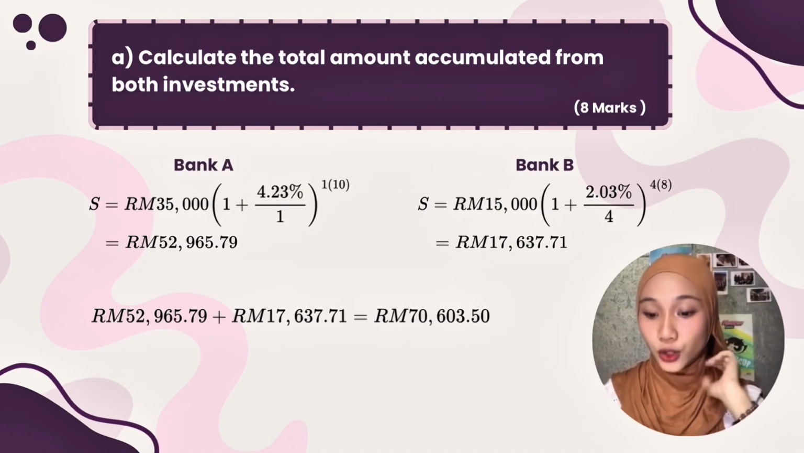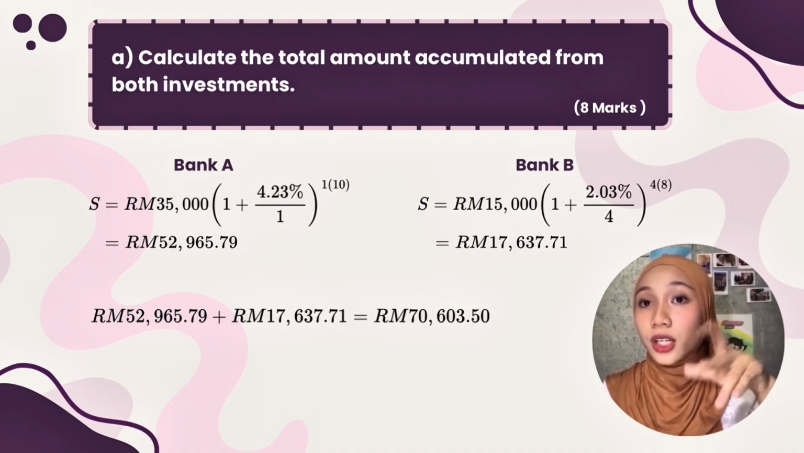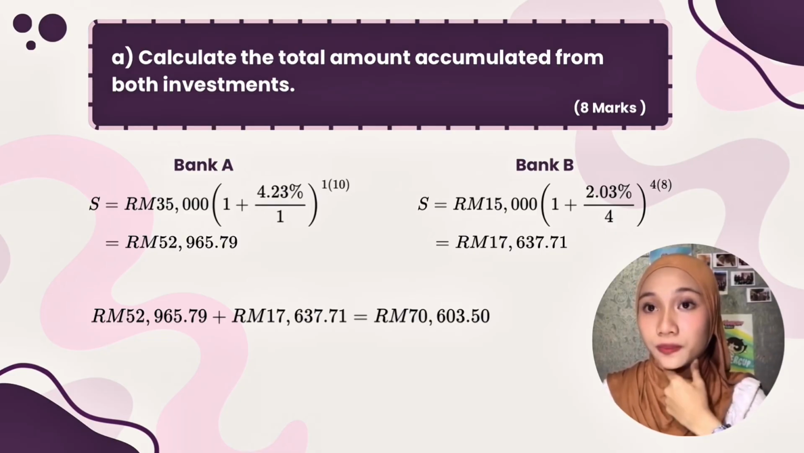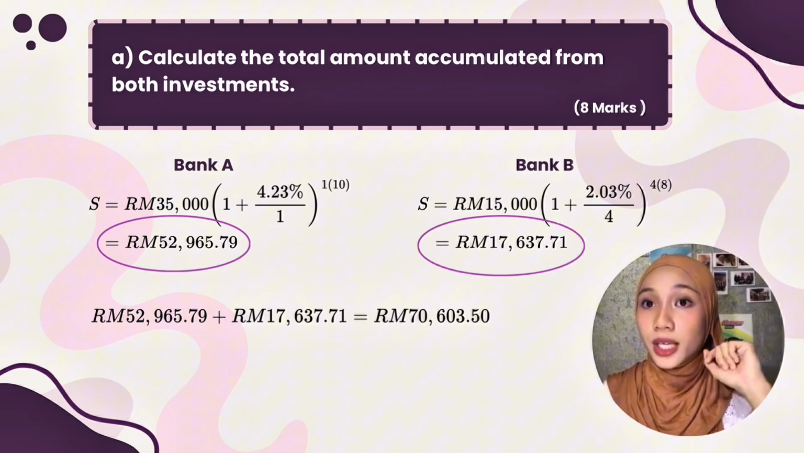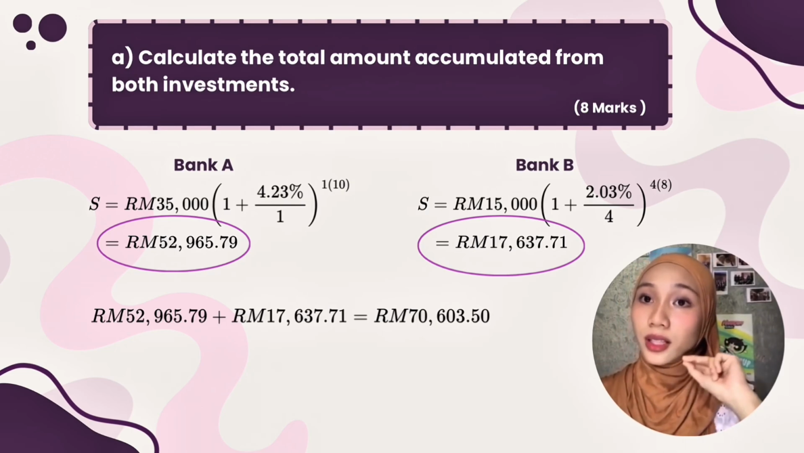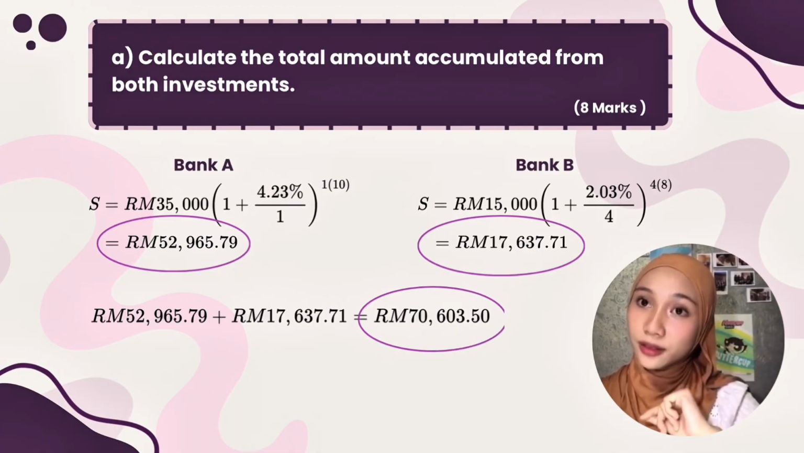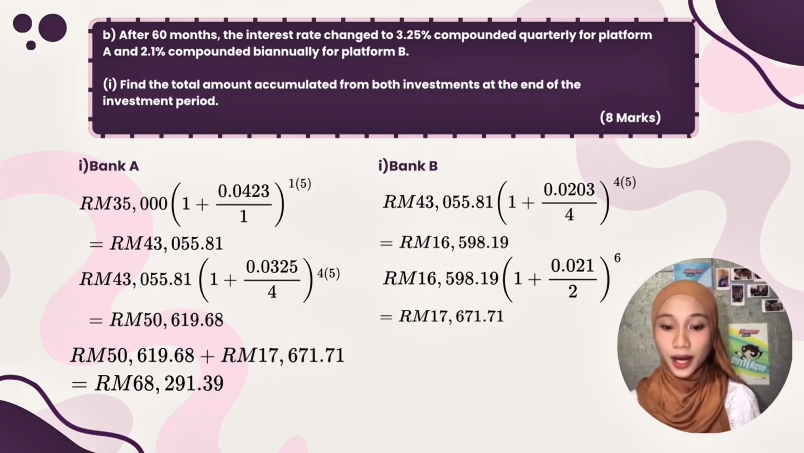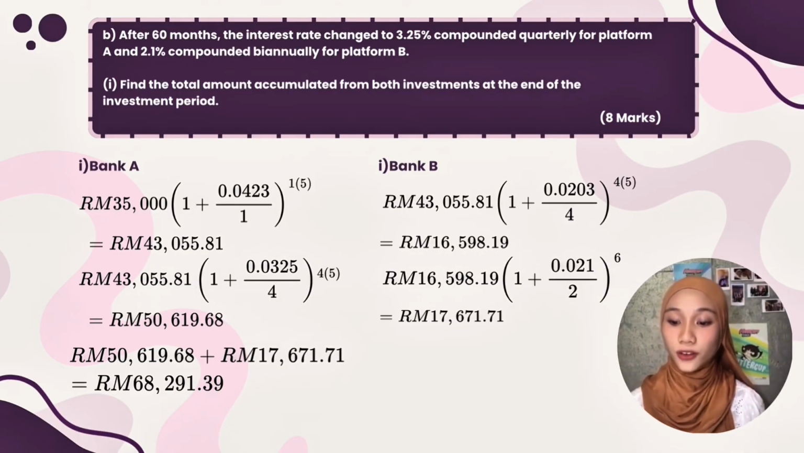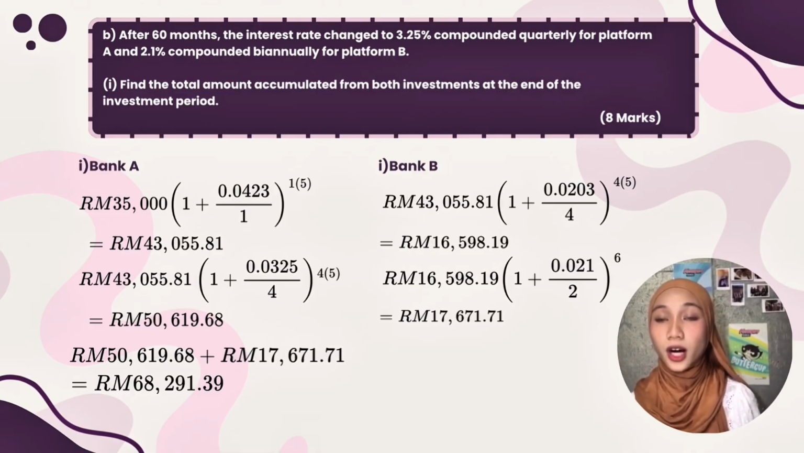Question A. Calculate the total amount accumulated from both investments. For this question, we use the future value formula. First, we need to analyze this question. After that, we take out all of the information and just put it into the formula. After we get both future values, we just add them, and then we get the total amount accumulated from both investments.